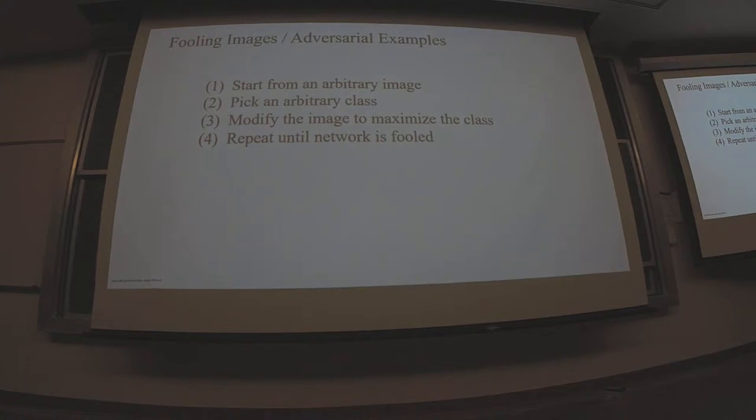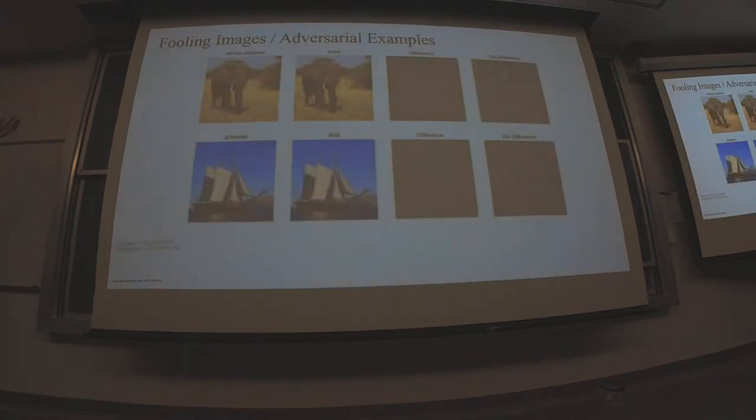You pick a class, and you try, again, to maximize the image to look more like that class, and then you repeat until the network is complete. The example is probably better to show. Here, you start with an elephant, and we choose the class fallout arbitrarily, and we keep making updates to the elephant image until the network thinks it's a fallout. Obviously to us, they're both elephants, but these subtle changes, which you can see on the very right-hand side, trick the network into thinking that's a different class.